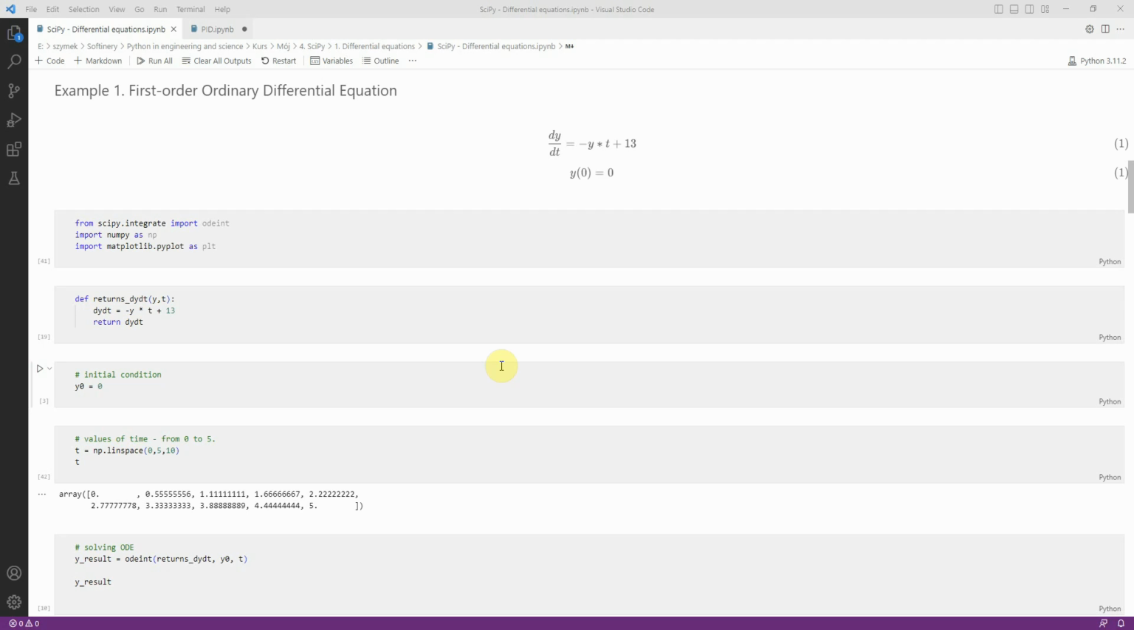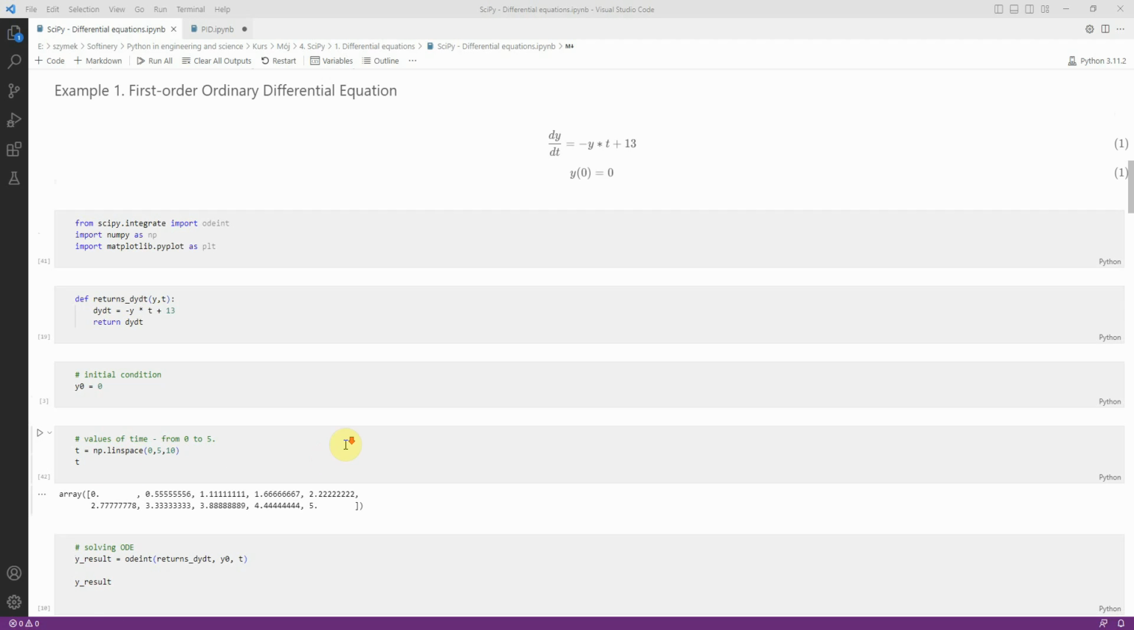Very useful for that is the linspace function from the NumPy library. Linspace creates an array of evenly distributed values. Here we say that we want an array from 0 to 5 with 10 elements.